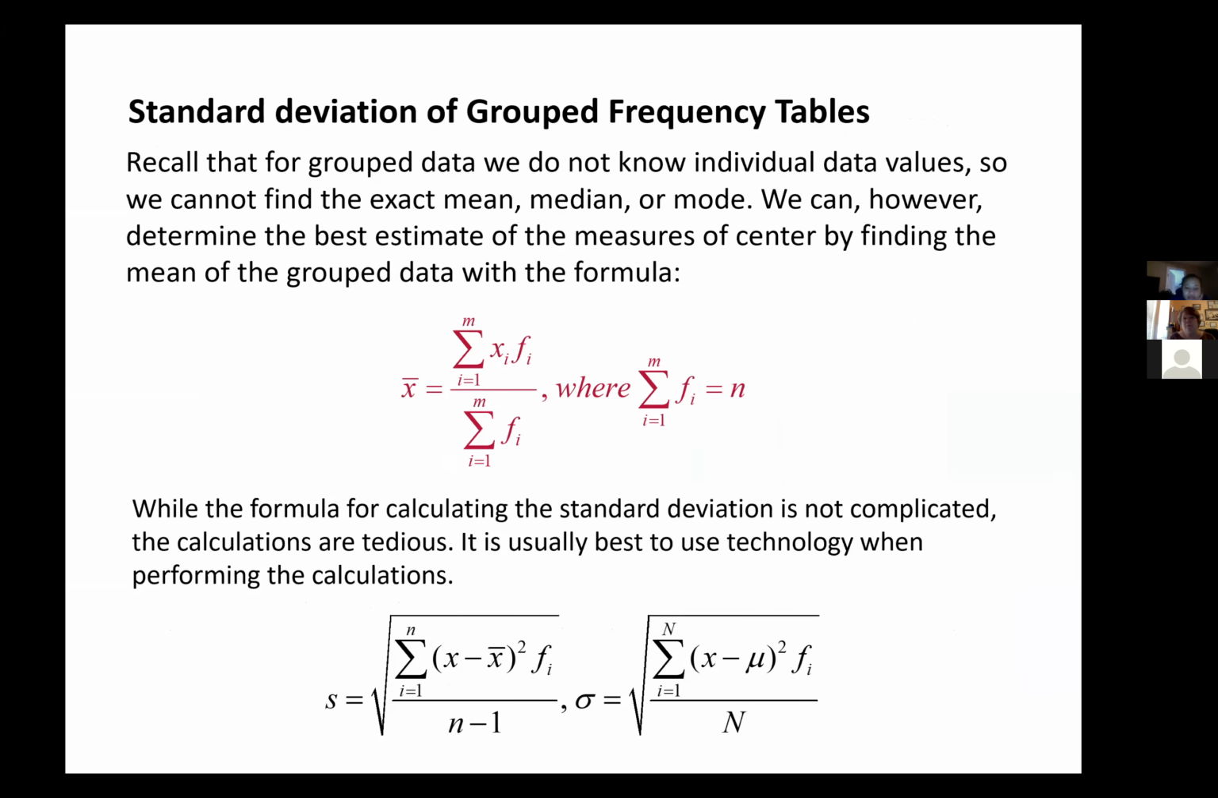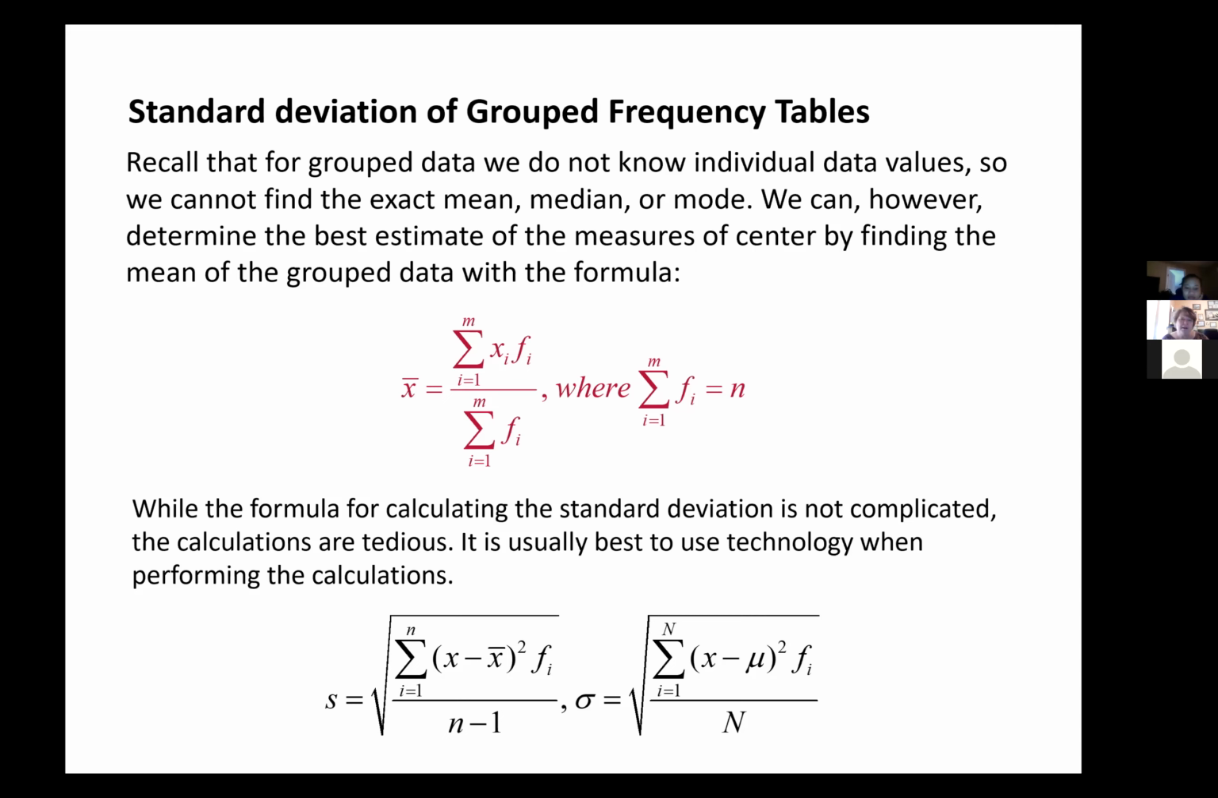All right. Standard deviation of grouped frequency tables. Now, if your data is grouped, that means you have your data grouped in classes where you have a minimum, a lower class limit and an upper class limit. And then you determine how many data values are in that class, in that range. So that's grouped data, where your first column is a series of classes, and the second column is the number of data values that are in that class.